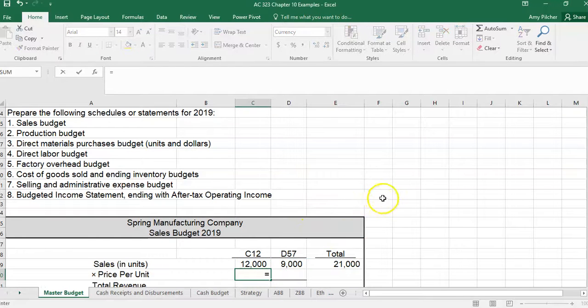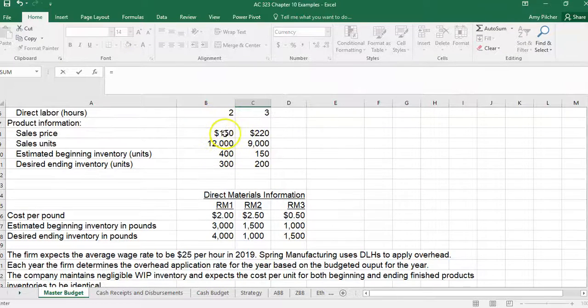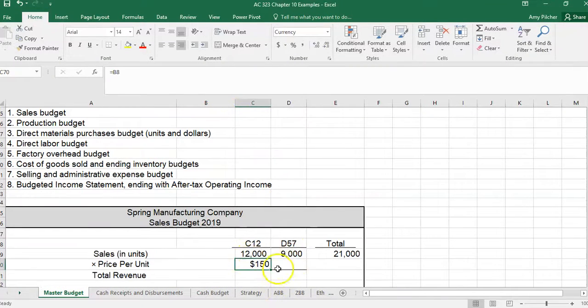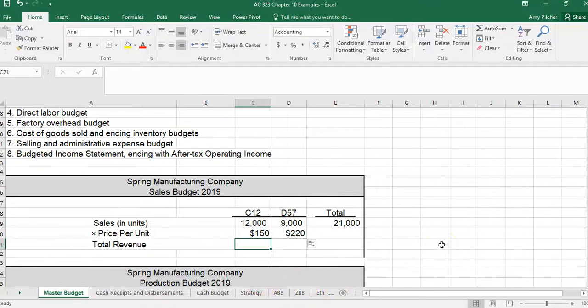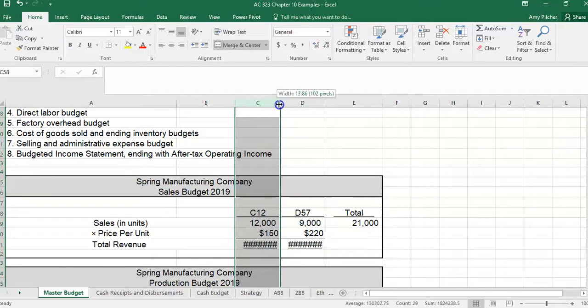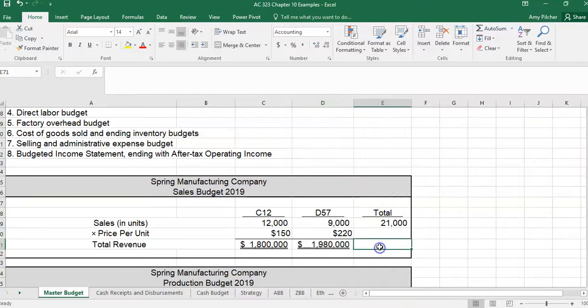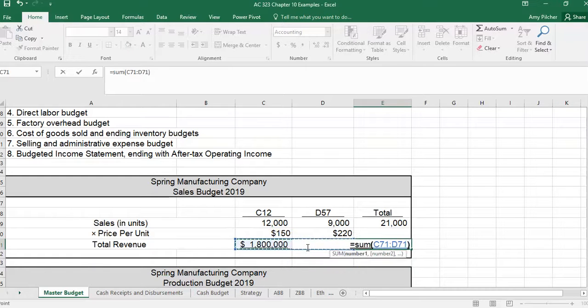The price per unit of C12 is $150, and the price per unit of D57 is $220. So our revenues are units times price per unit, and our total sales revenues, sum of those two together.